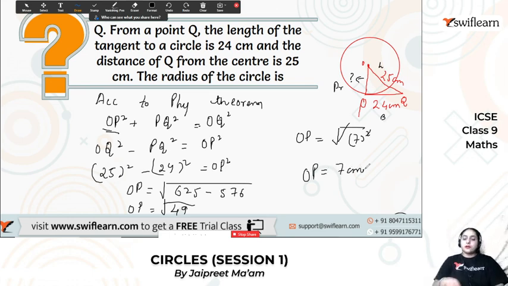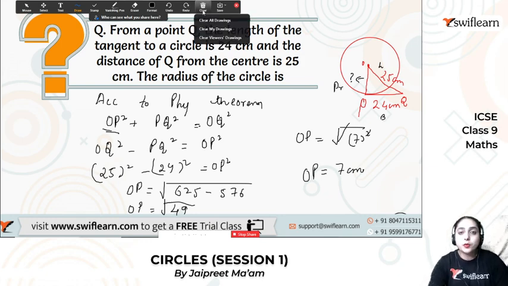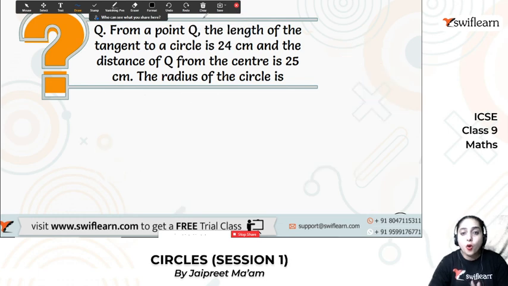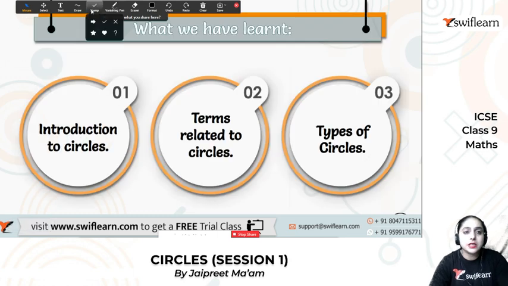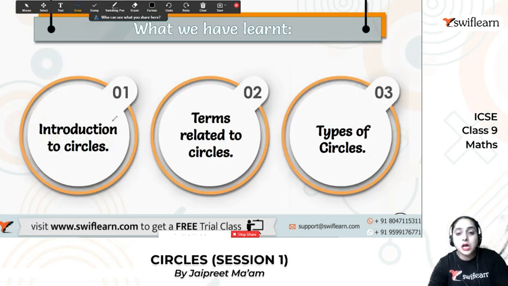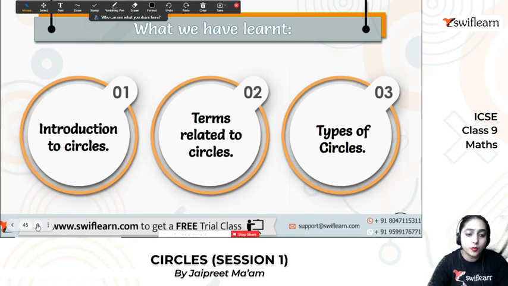So these were some word problems, very important word problems, and I have tried to explain them in a very simple form. Hope this is going to help you. Let's now wind up what we have learned today. We have learned so many things. We have learned what circles are and so many terms related to the circle, types of circle, and also we have done some word problems.